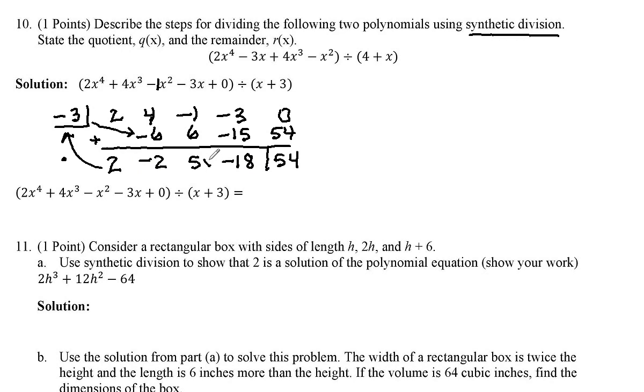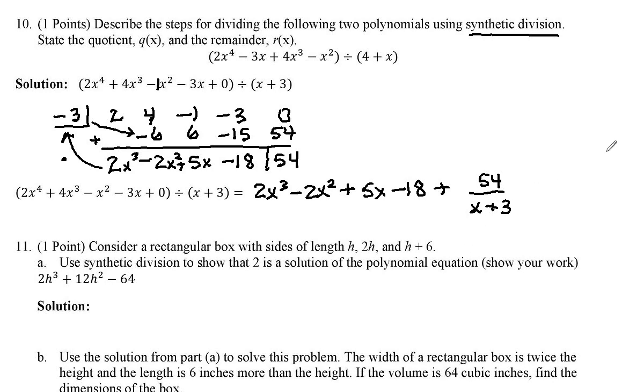So this is going to be the x coefficient, the x squared, and the x cubed. So our divisor then is going to be 2x cubed minus 2x squared plus 5x minus 18, and then plus remainder is 54 over divisor x plus 3. Alright, all set there.